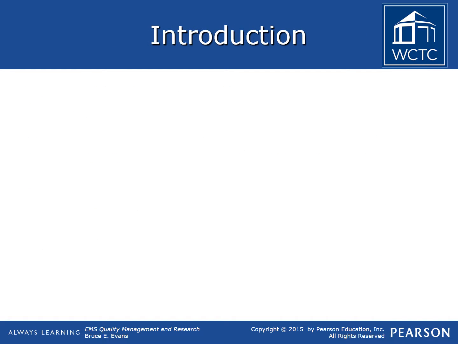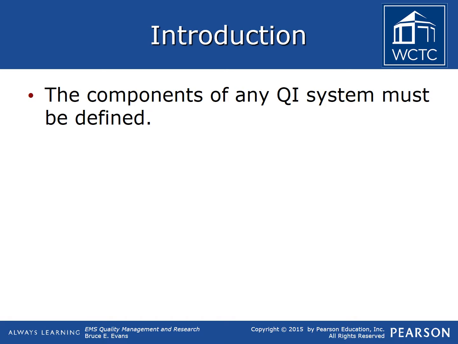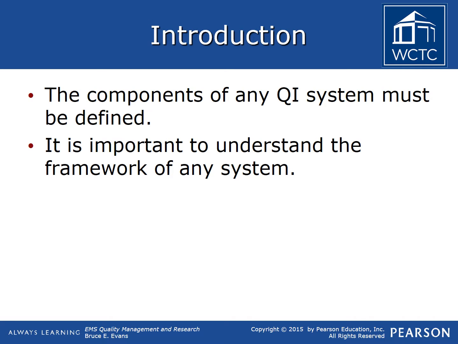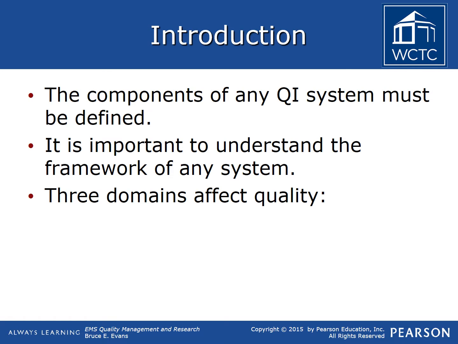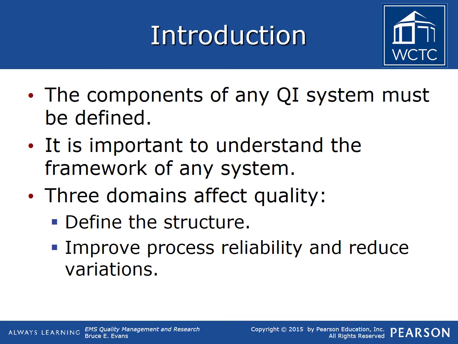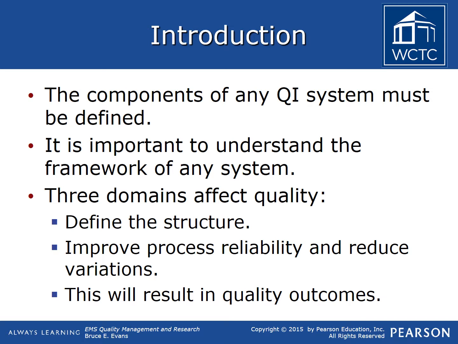As an introduction to this chapter, the components of any system must be defined before it is possible to understand the details of that system, and a quality improvement system is no different. To begin, the framework of a system details a group of independent but interrelated elements comprising a set of unified whole components of a system. Utilizing the work of Avedis Donabedian, a physician with subject matter expertise in quality, three domains or areas affect quality. First, the structure in which quality improvement will occur must be defined. After that, the next step is to improve process reliability and reduce variations, which should result in quality outcomes.